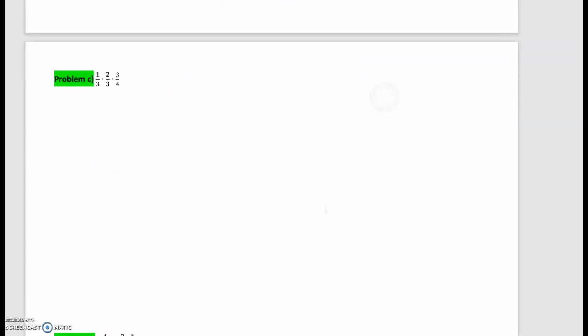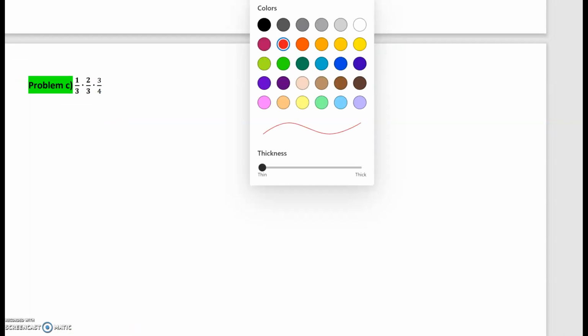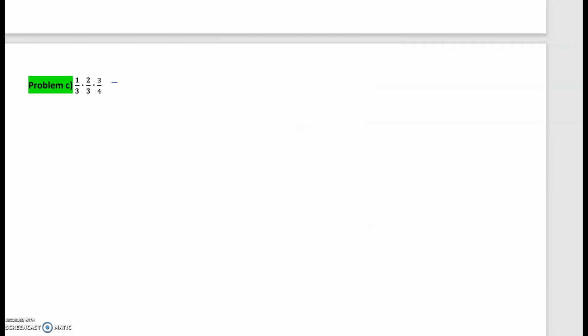Let's move on to problem C. Problem C has a couple of actual fractions. So I'm just going to rewrite the 3 fractions as a single one and multiply the tops. So this is 1 times 2 times 3 over 3 times 3 times 4. And then what I'm going to do is start canceling common factors.